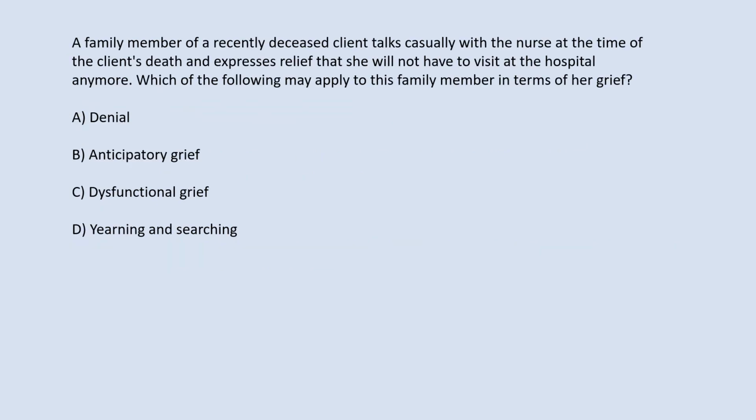A family member of a recently deceased client talks casually with the nurse at the time of the client's death and expresses relief that she will not have to visit at the hospital anymore. Which of the following may apply to this family member in terms of her grief? A. Denial. B. Anticipatory grief. C. Dysfunctional grief. D. Yearning and searching.